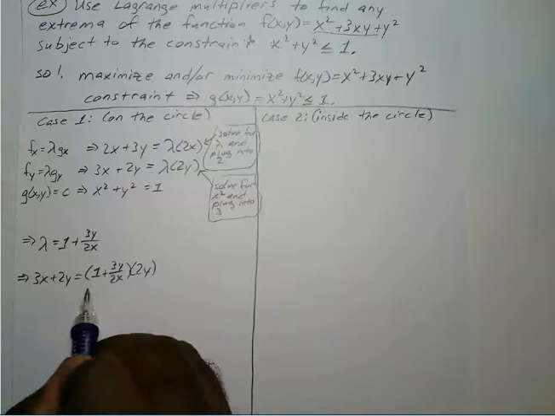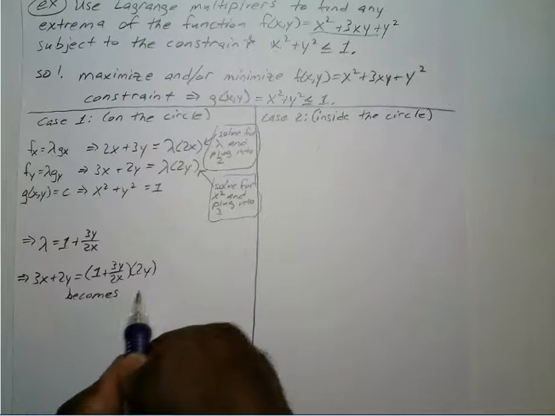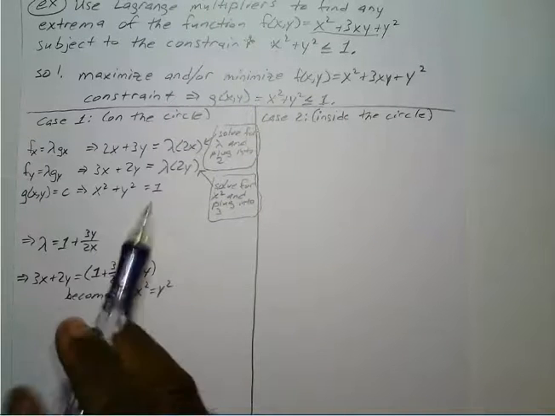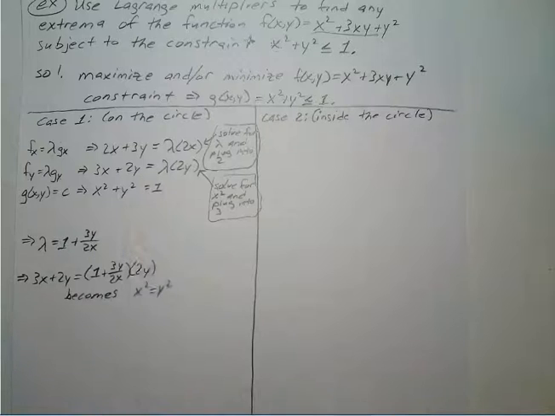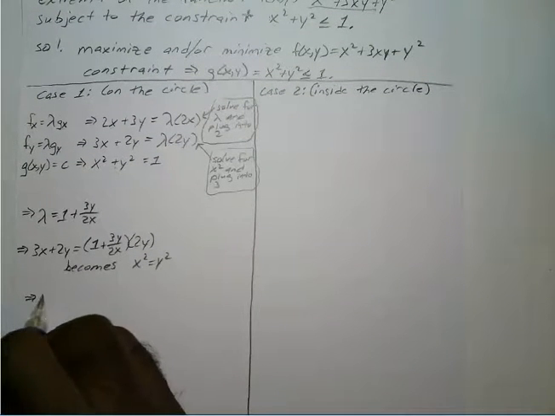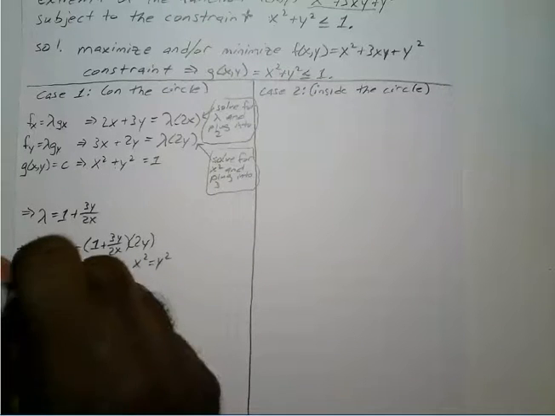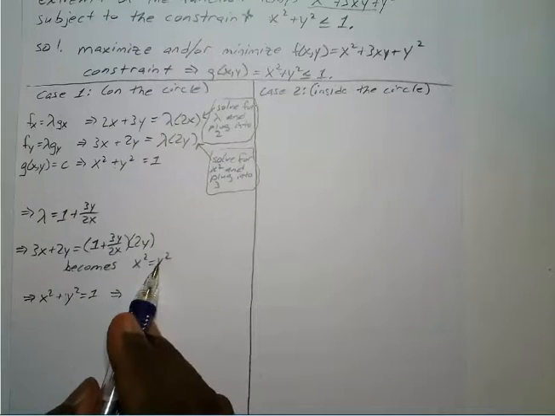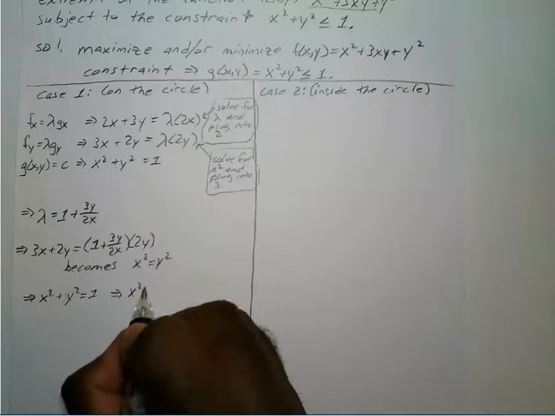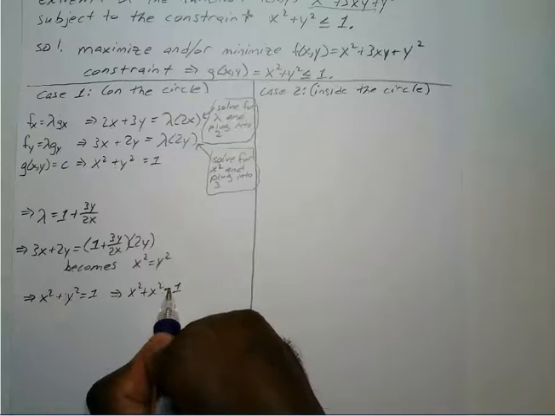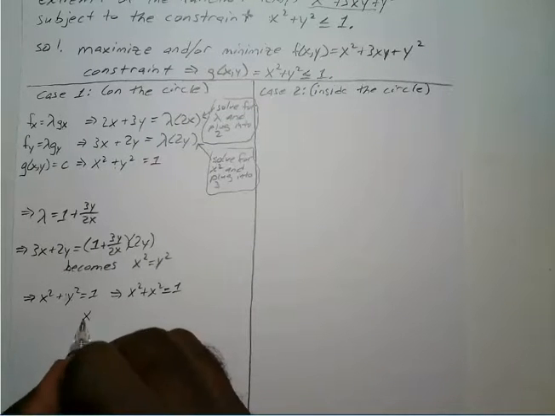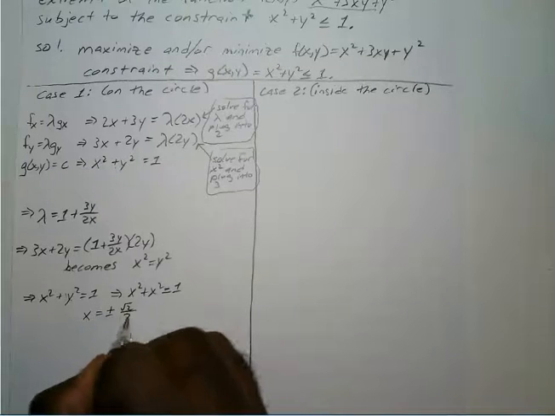If we go ahead and solve that for x squared, that becomes x squared equals y squared. Now that we have our x squared, we plug that into equation 3. So we have x squared plus y squared equals 1. Since x squared is equal to y squared, we have x squared plus x squared equals 1. So 2x squared equals 1, so x squared equals 1/2. That means x is equal to plus or minus square root of 2 over 2.